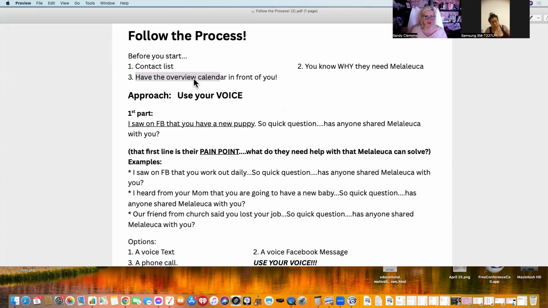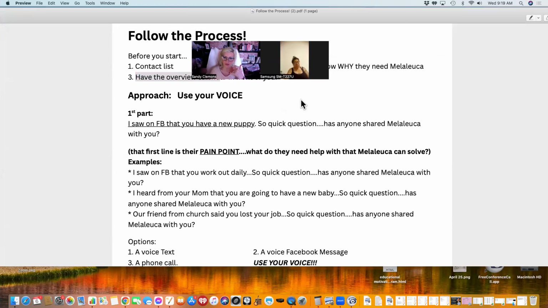Now, the best approaches are using your voice, whether you call them or you do a voice text or a voice messenger. Your voice is so much more impactful than written words. But here's the rule, you guys. If you're going to stutter and stammer over using your voice, then type it out. Don't be uncomfortable. Do what is best for you, okay? Now, the first thing that we're going to do is talk about their pain points. What are the things that they have going on with them that Melaleuca can solve?